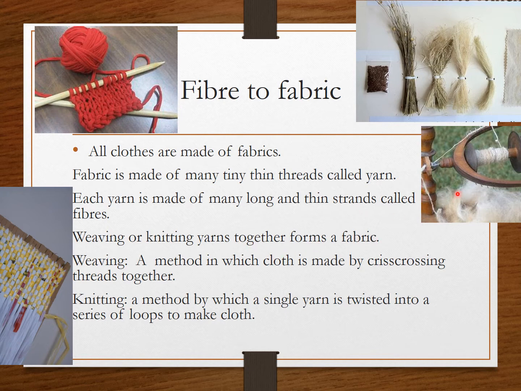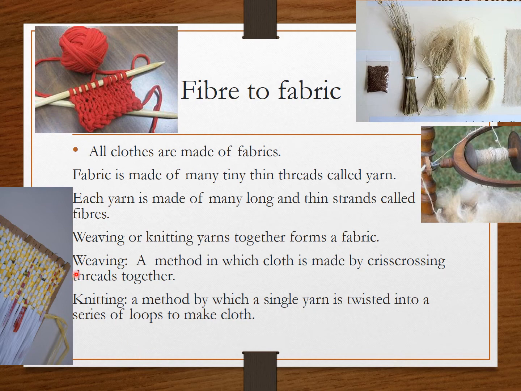Here, these are the fibers, and they have been converted into a yarn. Now, how will you convert this yarn into a cloth? By two processes. One is weaving, and the next one is knitting. This is called knitting. In this, only one yarn is used. It is a method by which a single yarn is twisted into a series of loops to make a cloth. So after knitting, you get a cloth here.